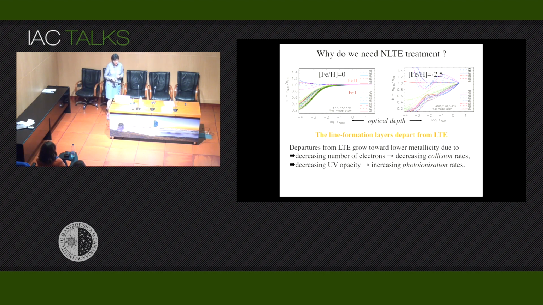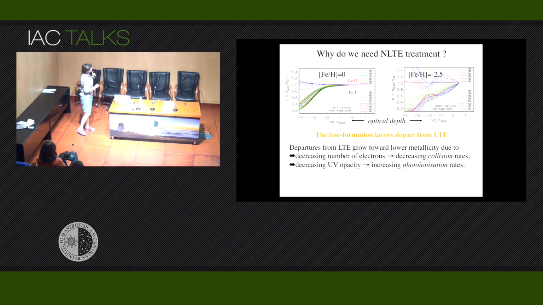So why do we need it? Here you see the ratio of the energy balance between non-LTE and LTE treatment as a function of the optical depth, so the position in your stellar atmosphere, for a model at solar metallicity, and here a very metal poor star. You see that sometimes the LTE approximation is fulfilled, so you have a ratio of 1 at some point in the stellar atmosphere, but not always. And of course, the departure from LTE is much larger when you go to lower metallicity.